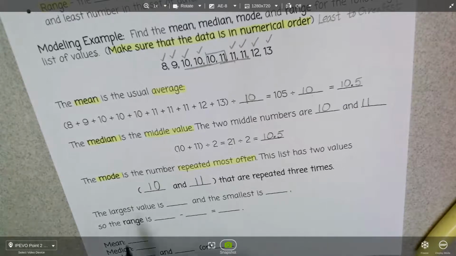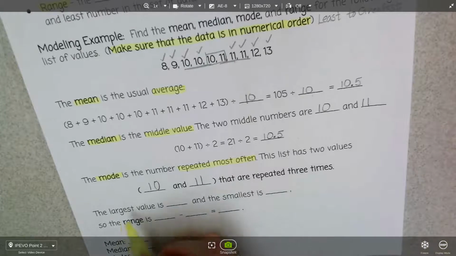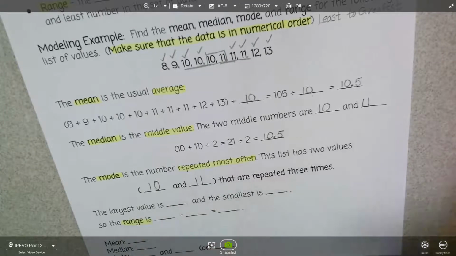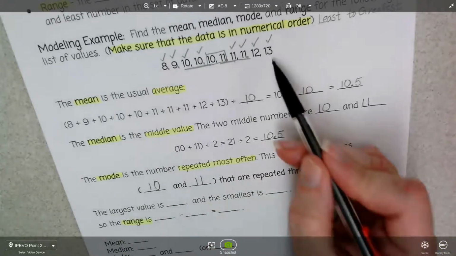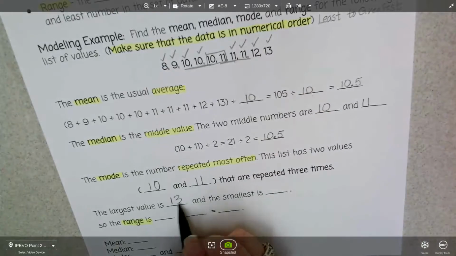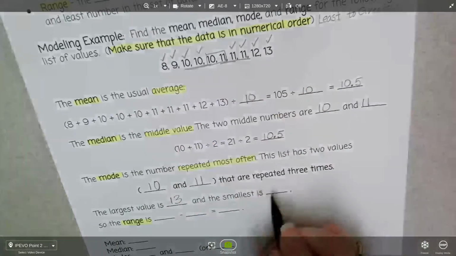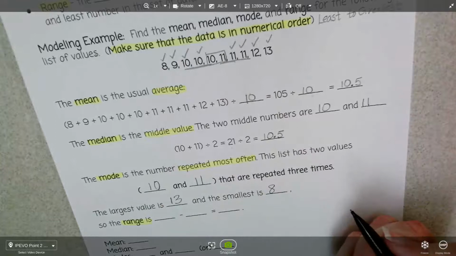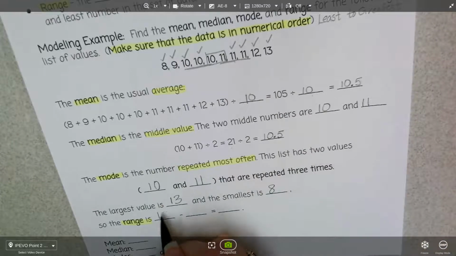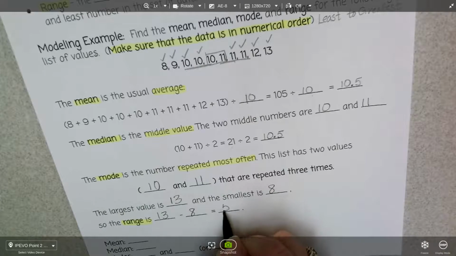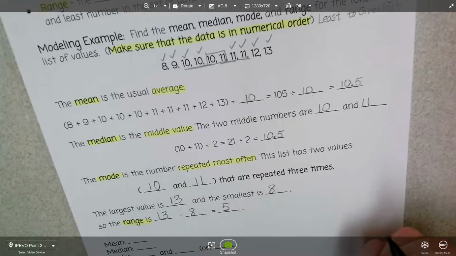When we look at finding the range, we're going to go back up to our data where it's in order from least to greatest. The largest value is 13 and the smallest is 8. So we're going to find the difference between these two. 13 minus 8 equals 5. So the range is 5.